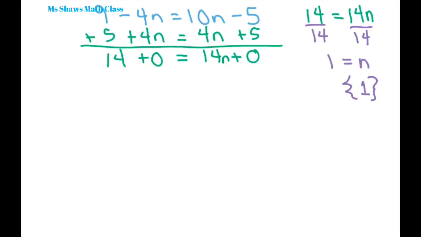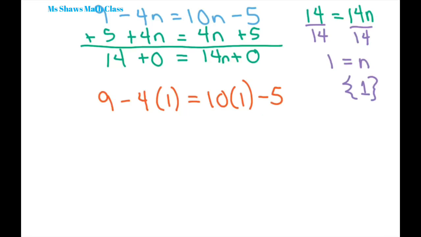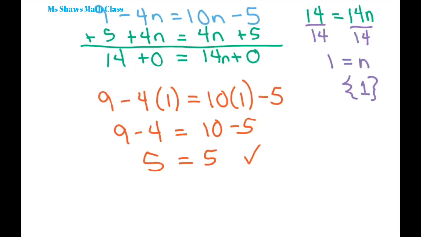Now we're going to use our substitution property by checking our solution and writing 9 minus 4. Everywhere there's an n, write 1. So let's see what happens. All right. We have 9 minus 4 equals 10 minus 5. So we have 5 equals 5. So that checks. So that means this is your solution.